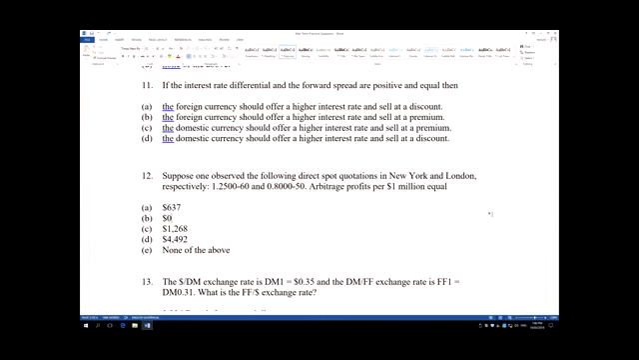Would I rather pay 0.8 or 0.805? 0.8. So how many dollars will I end up with? $1 million. So my arbitrage? Zero. There's no arbitrage opportunity, so it's going to be B.